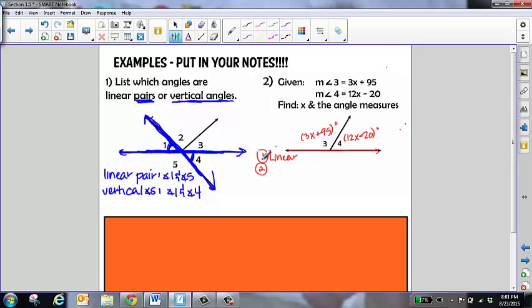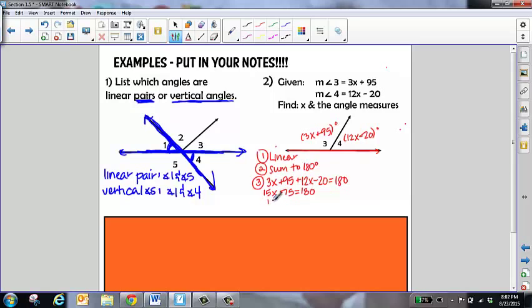So since it's linear, ask yourself, does that mean that they're going to add together to 180, or are they going to be equal to each other? Well, since they form a line and a line equals 180, that means that these guys are going to sum to 180 degrees. So then we can set up our equation by adding the two expressions together and setting it equal to 180. So that's going to give us 15x plus 75 equals 180.